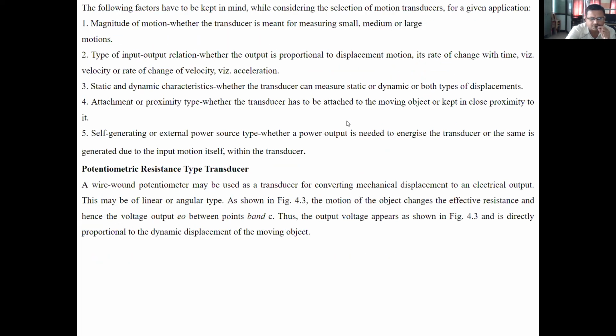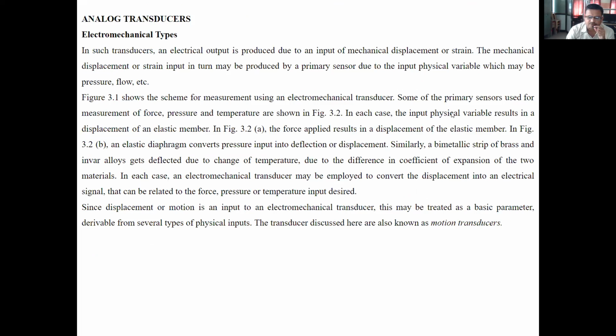Means the earlier figure we have seen. In each case, the input physical variable results in a displacement of an elastic member. In figure 3.2a, the force applied results in a displacement of the elastic member. In figure 3.2b, an elastic diaphragm converts pressure input into deflection or displacement. Similarly, a bimetallic strip of brass and invar alloys gets deflected due to change of temperature due to the difference in coefficient of linear expansion of the two materials.